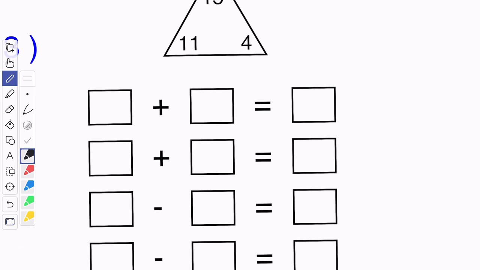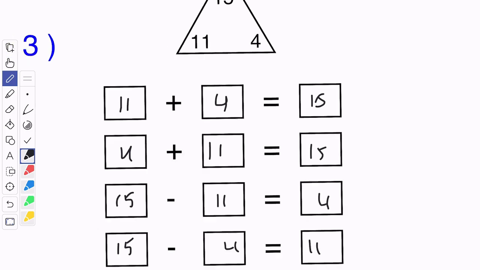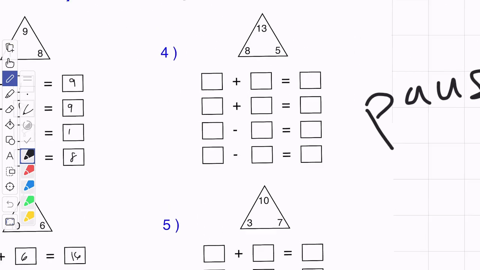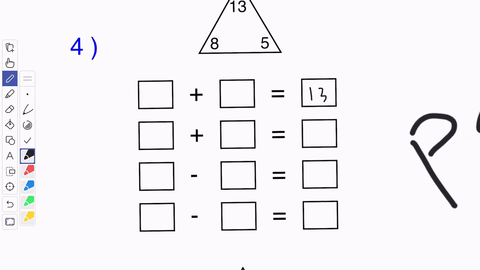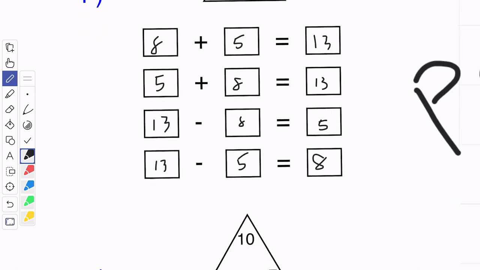Out of 11, 4, and 15, 15 is the biggest. 11 plus 4 is 15, 4 plus 11 is 15, 15 minus 11 is 4, 15 minus 4 is 11. We're going to put 13 over here and over here. 8 plus 5 is 13. 5 plus 8 is 13. 13 minus 8 is 5. And 13 minus 5 is 8.